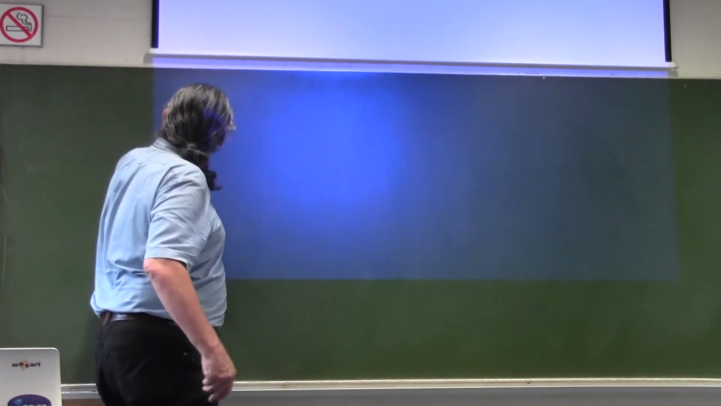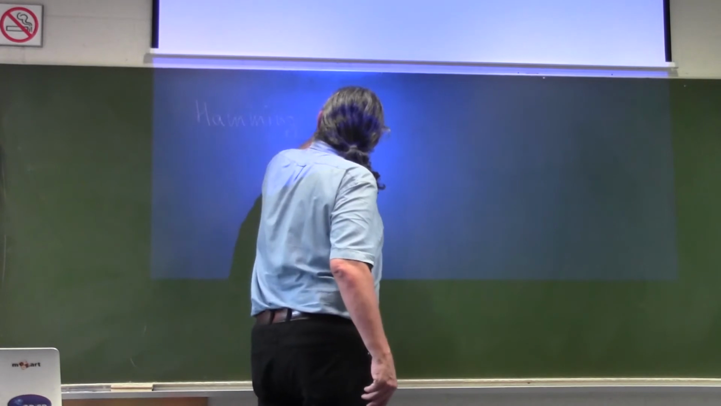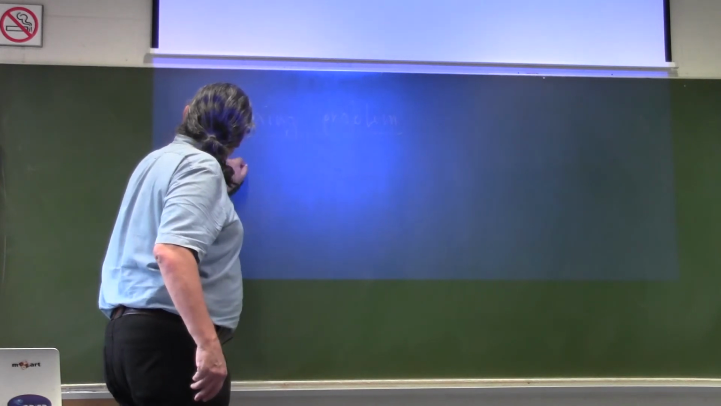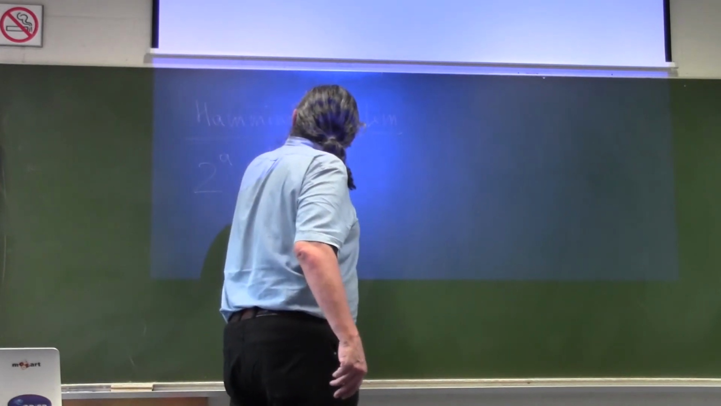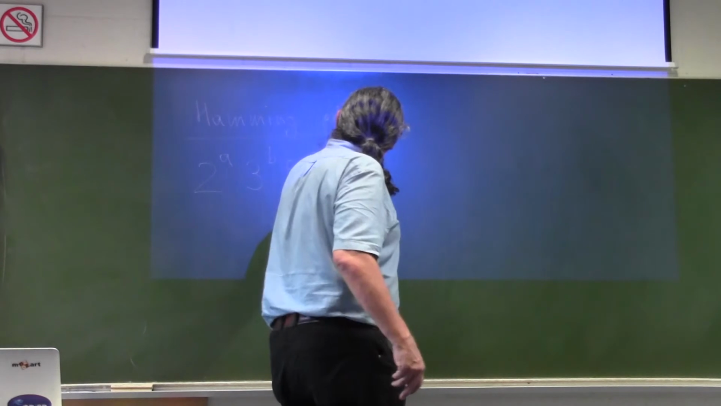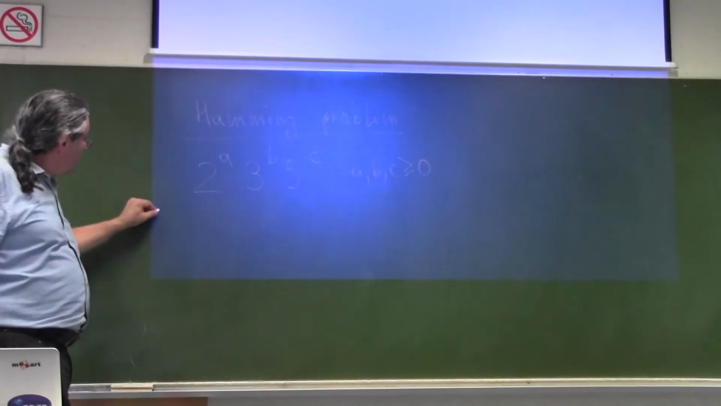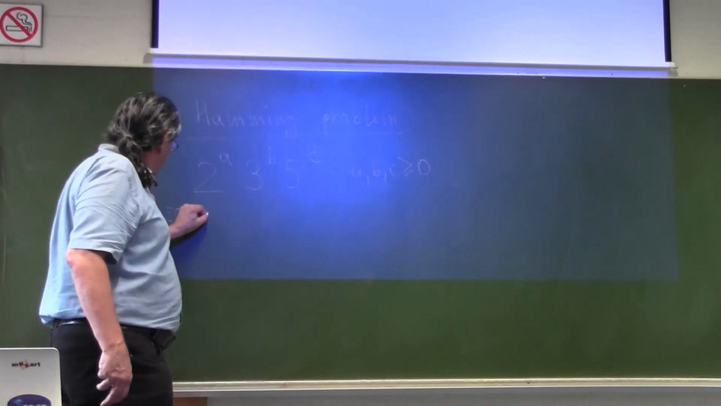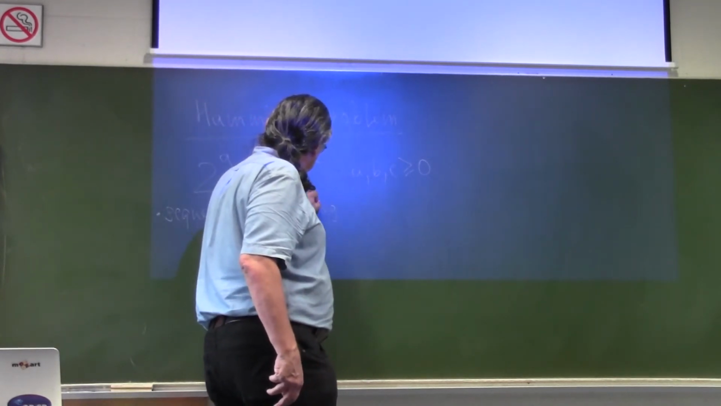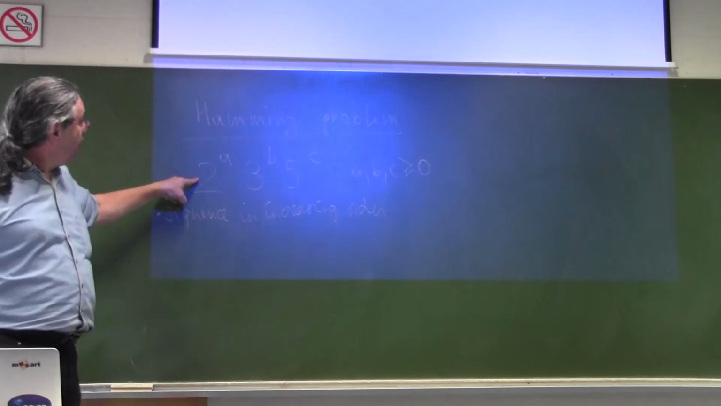So first I'm going to explain it on the board, and then I will show you the code. So this is actually a famous problem made by a guy named Richard Hamming. So here's the problem. I have numbers of the form 2 to the A, 3 to the B, 5 to the C, where A, B, and C are integers greater than or equal to 0. So I want to make a sequence of these numbers in increasing order. So I want to generate the sequence of all numbers of this form.